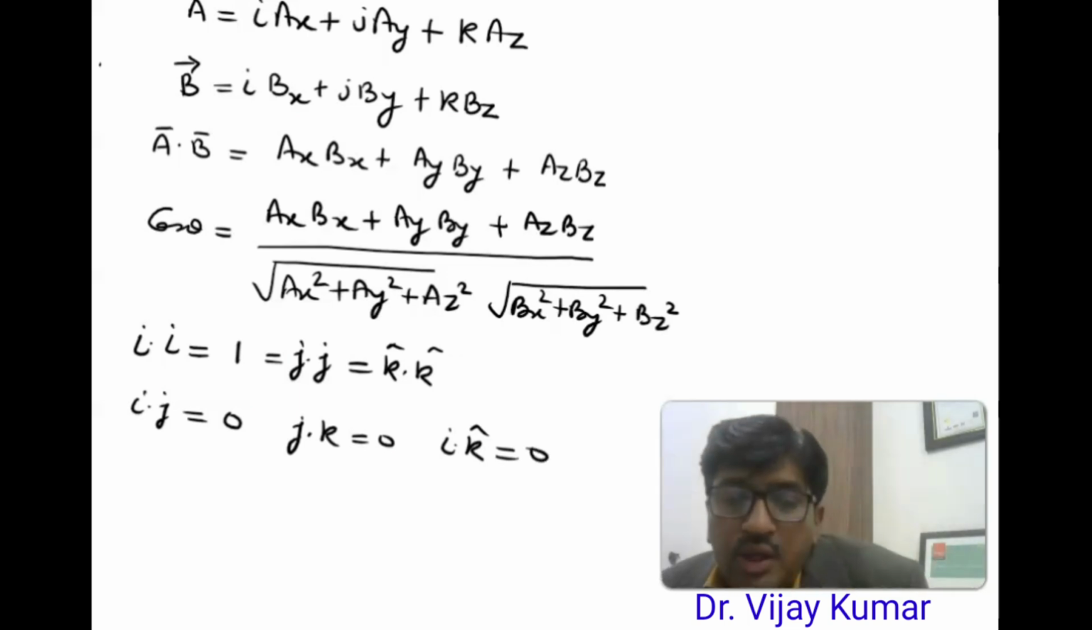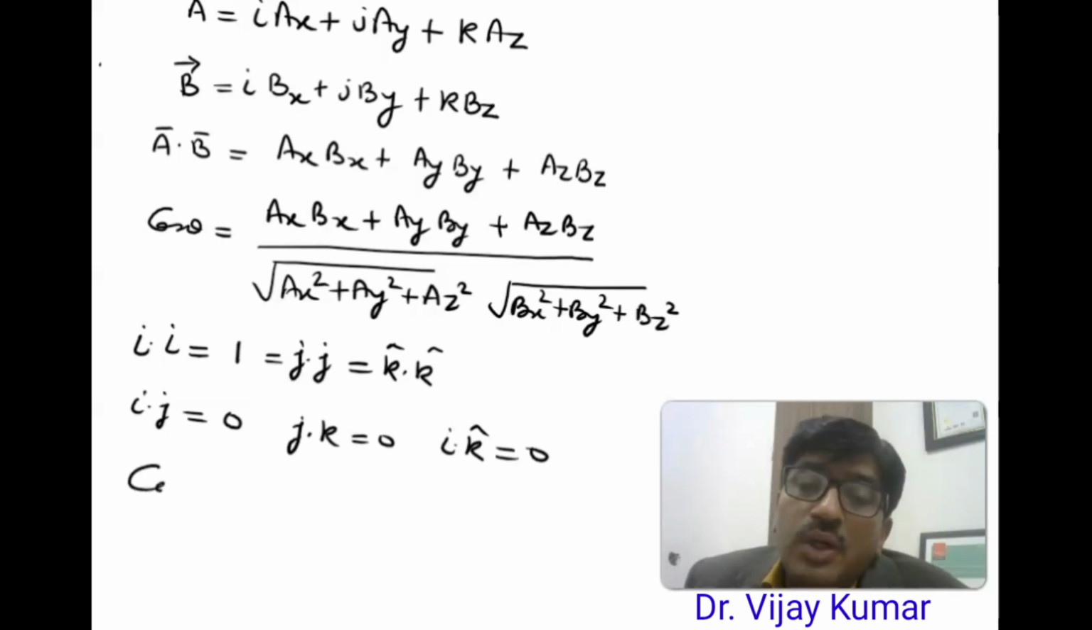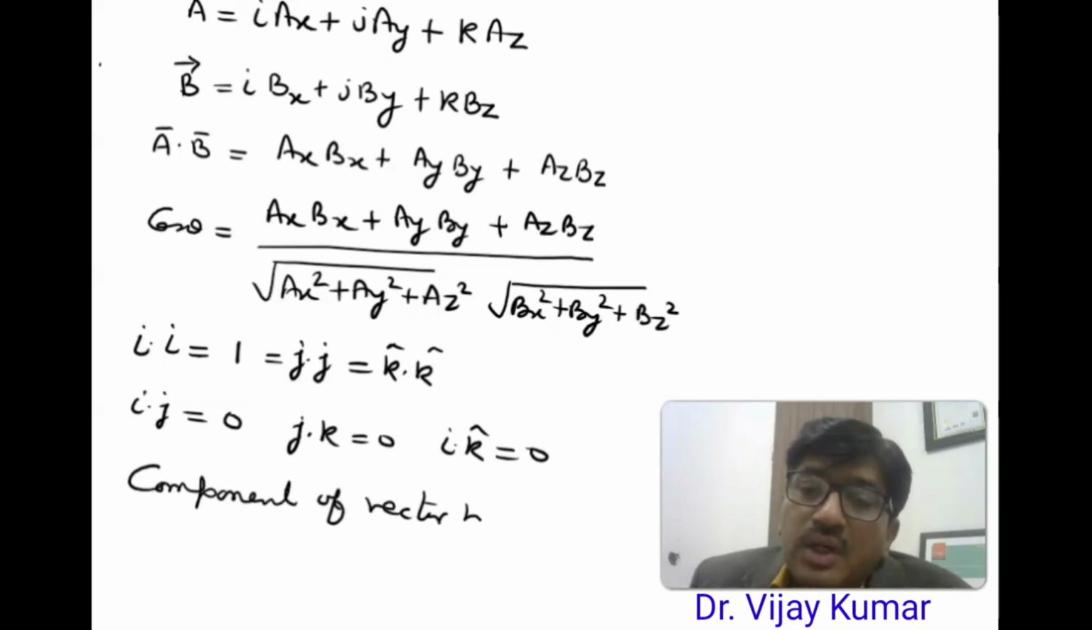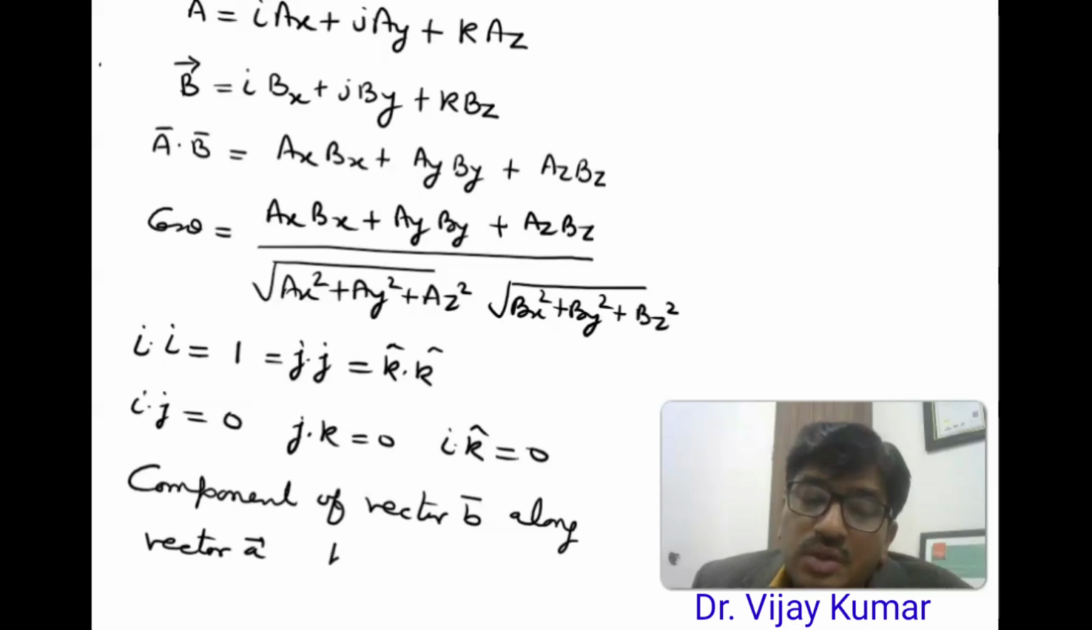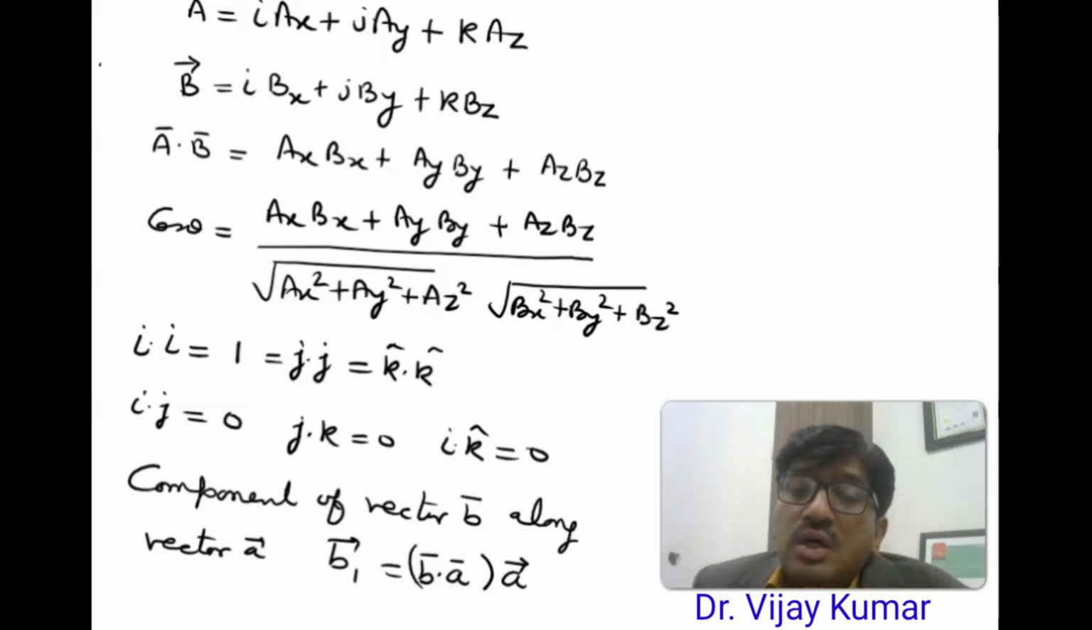If we determine the component of vector B along vector A, and we represent it by B one vector, then it should be B dot A into A vector. This is the component of vector B along vector A.